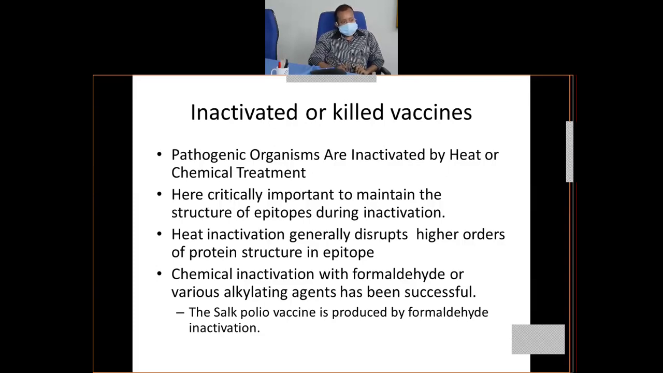In the case of polio vaccine, there are two types. One is the oral polio vaccine, which I have already discussed, and another is the Salk polio vaccine. In Western countries, basically this Salk polio vaccine is being used. There, the polio virus is inactivated by using formaldehyde.